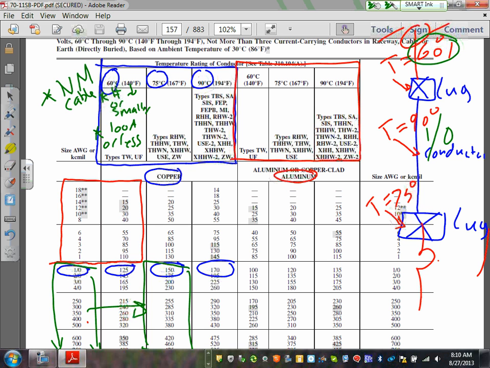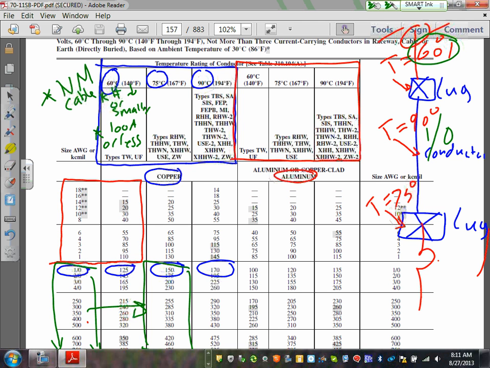NM cable. Say you have a range, and you want to size for a range. Romex. The range is 50 amps. What size conductor do you need for that 50 amp? Number 6. Did you guys hear me? So if it's Romex cable, if the conductor is number 1 or smaller, or if the ampacity is 100 amp or less, you are to use the 60 degree column. Unless they tell you about the lugs.